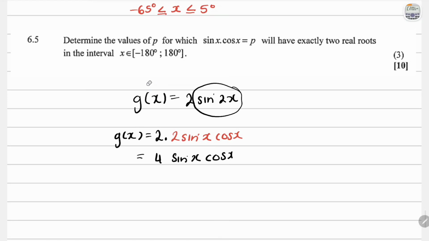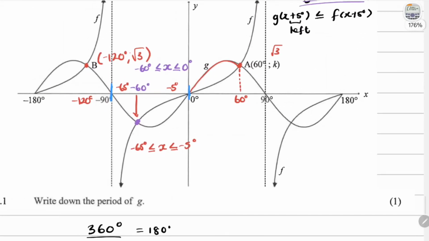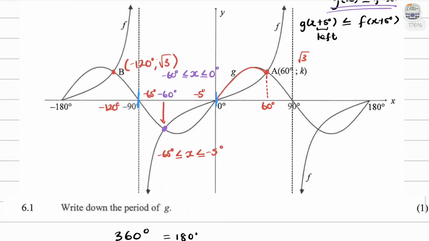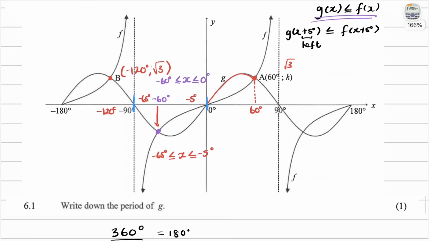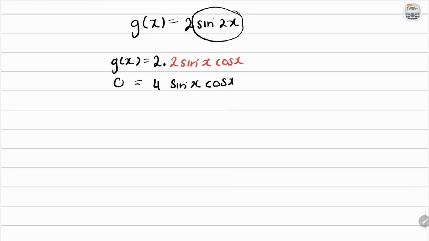Okay, so we know that they're using the graph of g, and they want us to have exactly 2 real roots within that interval, from negative 180 to positive 180. If you look at this graph right now, remember when you're trying to find the roots, you're trying to find the x-intercepts, so make y equal to 0. So we can really just look at this as 0 is equal to, and then we have this so long.